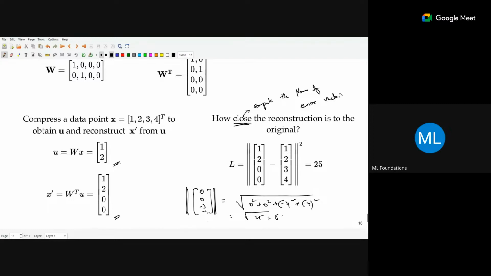So the norm will be 5. Now the norm squared: usually in dimensionality reduction the loss is represented as the squared norm. So we are going to look at the squared norm. It will be 5 square, which is 25.